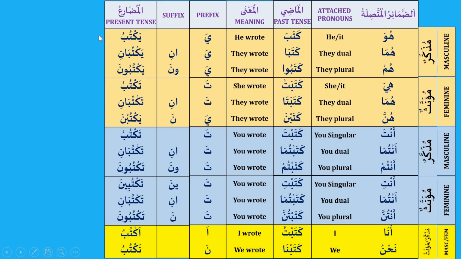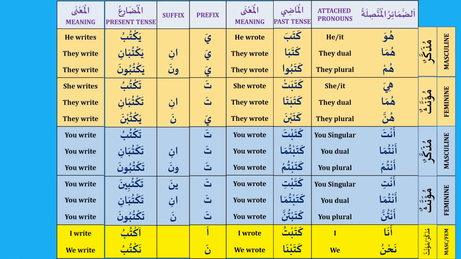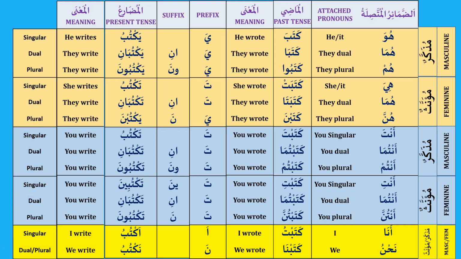Now let's read them in present tense. يكتب, he writes. يكتبان, they write, dual. يكتبون, they write, plural. تكتب, she writes. تكتبان, they write, dual. يكتبن, they write, plural. تكتب, you write, singular.